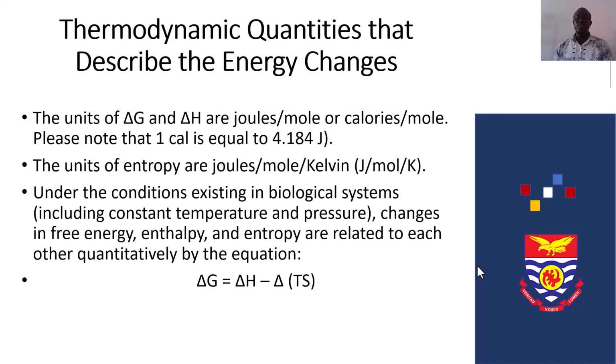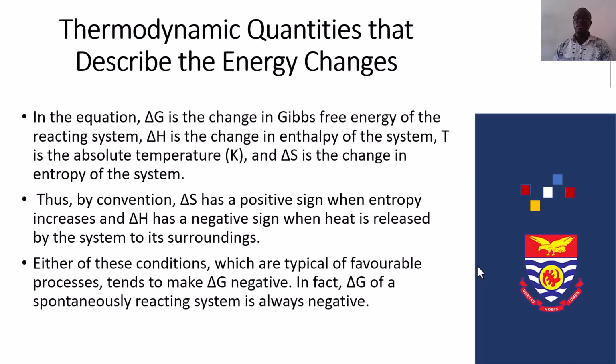Under the conditions existing in biological systems, changes in free energy, enthalpy, and entropy are related to each other quantitatively by the equation: change in G, that is Gibbs free energy, equals change in enthalpy minus T change in S. In the equation, change in G is the change in Gibbs free energy of the reacting system.